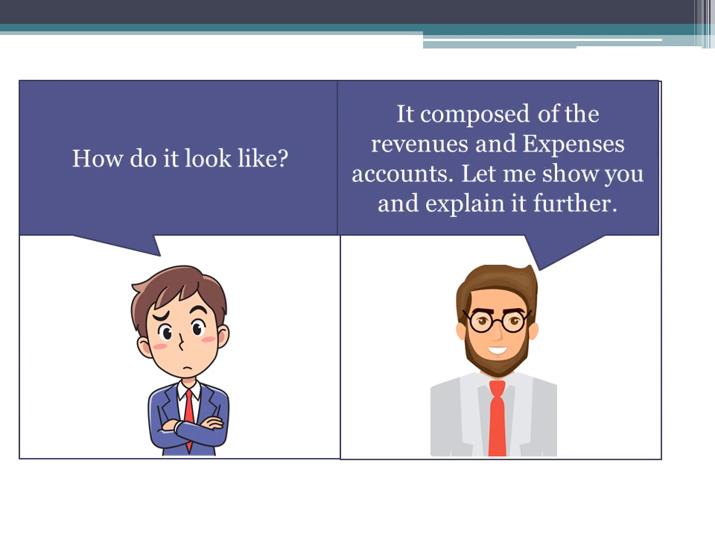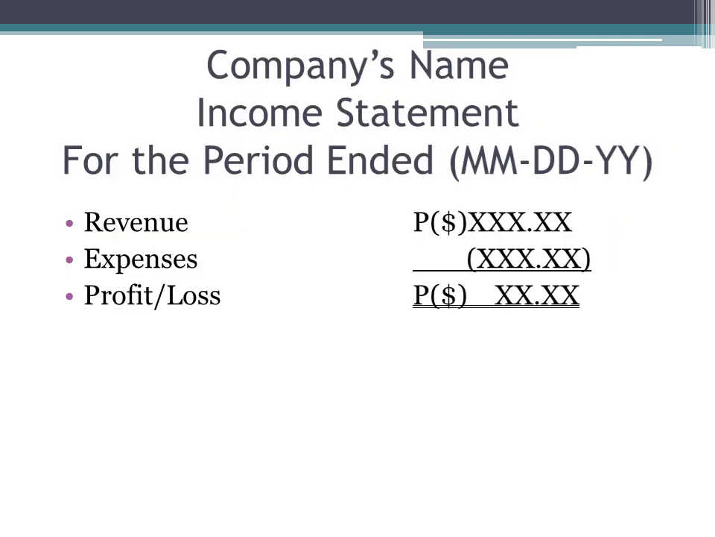Lucky asked, "How does it look?" Then Mr. Accountant said, "It is composed of revenue and expenses. Let me show you and explain it further." So, an income statement would usually include a company's name and then the financial statement, which is the income statement, because there are three other financial statements: the balance sheet, the statement of cash flow, and the notes to financial statements.